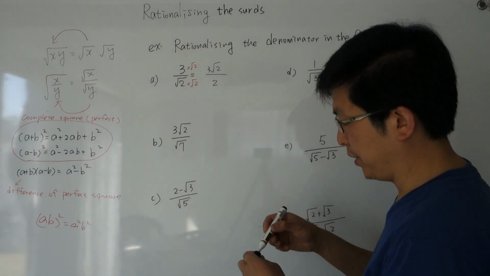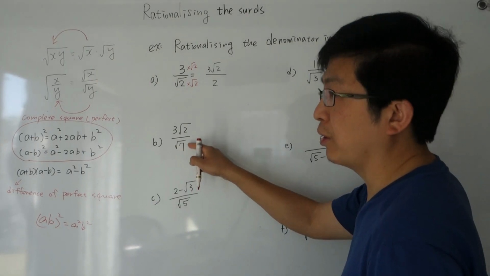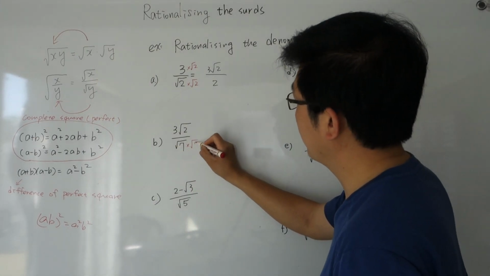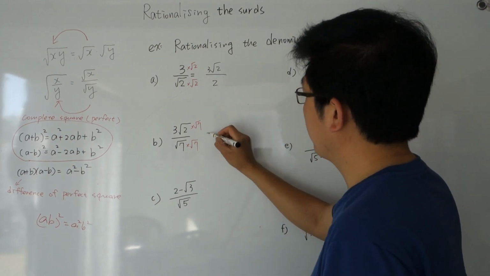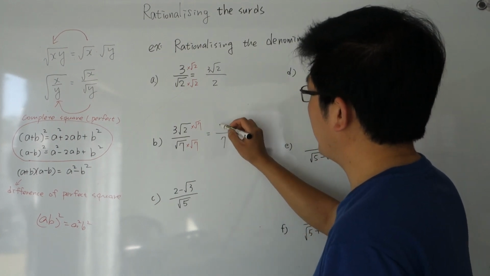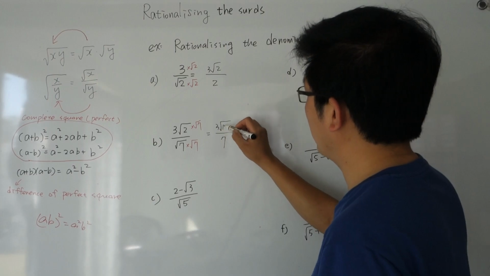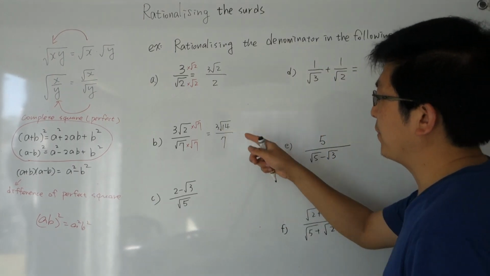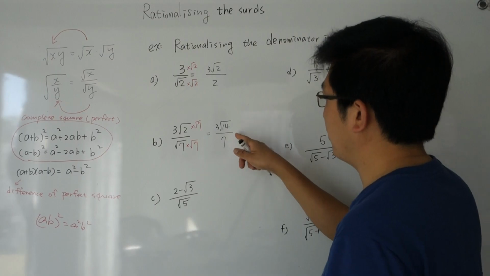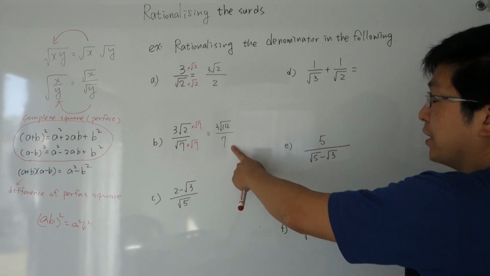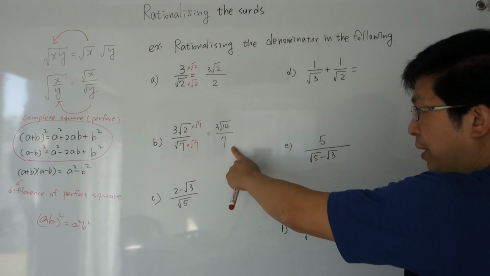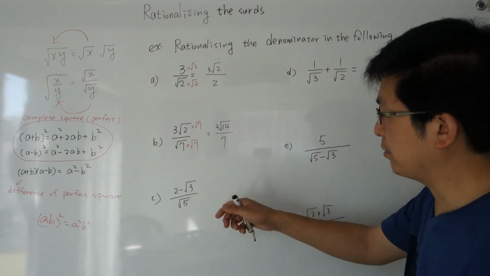Like this, it's the same, right? We times what? We times square root 7 on top and bottom. So the answer becomes, top becomes 3 square root 14 and bottom becomes 7. Right? Denominator becomes 7. 7 is an integer, a rational number. Okay? How about this one?